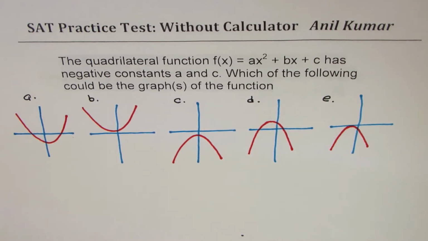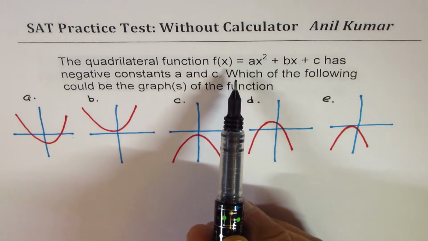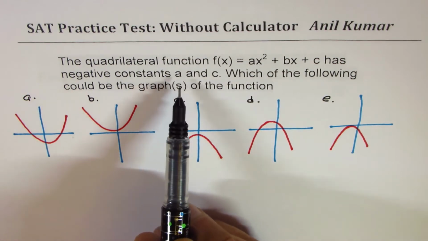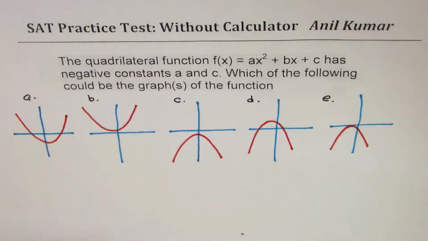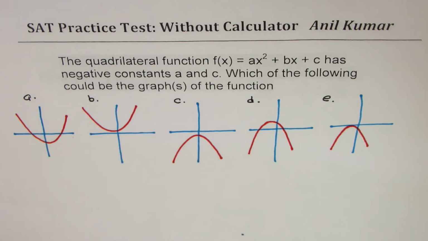The very first question here is, the quadratic function f of x equals ax squared plus bx plus c has negative constants a and c. So only a and c are negative. Which of the following could be graphs of the function? We are given 5 options.